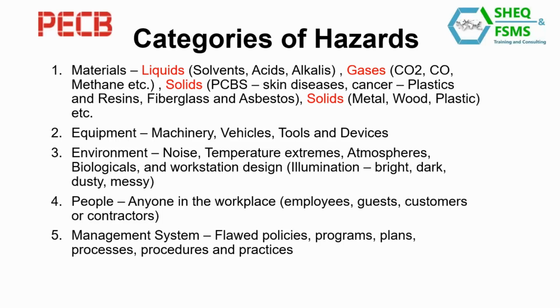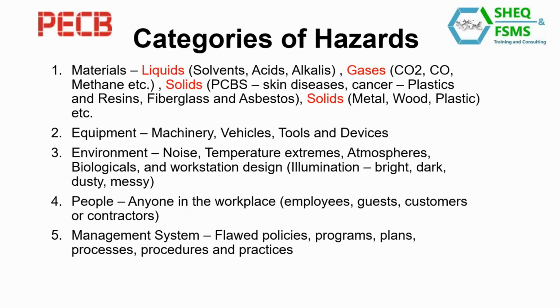The next one is equipment. On equipment, we have machinery, vehicles, tools, and other devices. In the environment, we have noise, temperature extremes, atmospheres, biologicals, and workstation design, e.g. illumination, bright, dark, dusty, messy, etc.